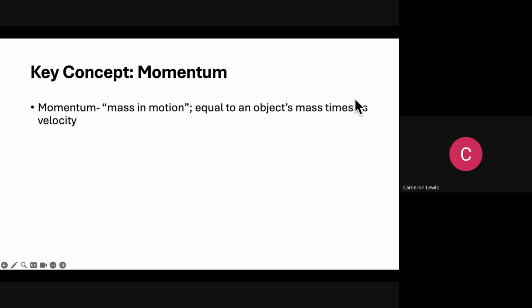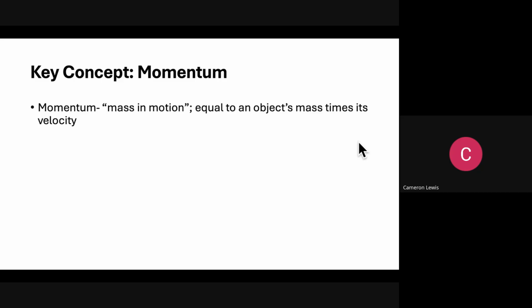So momentum, as I said before, was mass in motion, equal to an object's mass times its velocity, right? So literally, if you think like you're running, and if you were just to keep running, you consider that momentum, because you will be moving and staying in motion in that same direction, that same velocity.